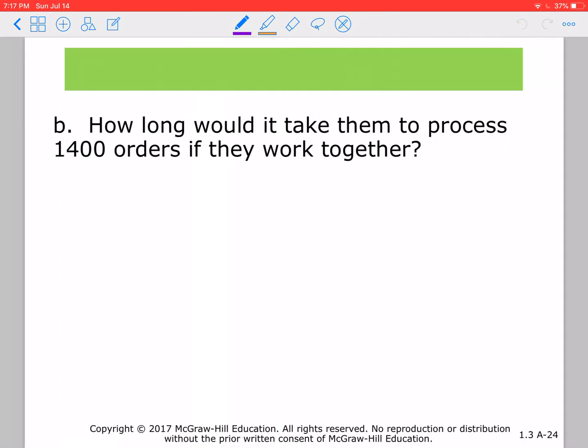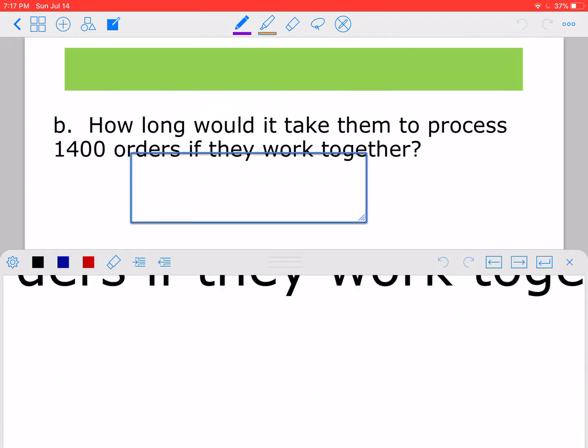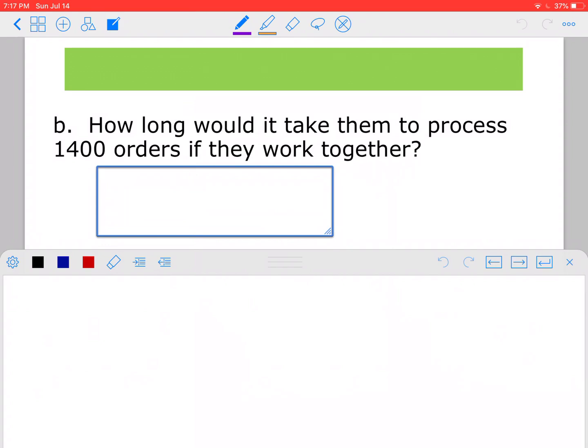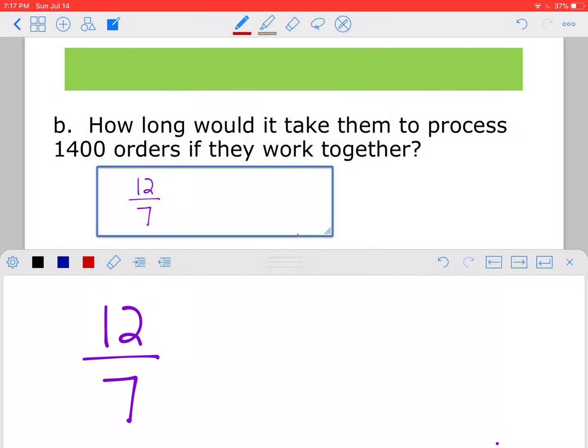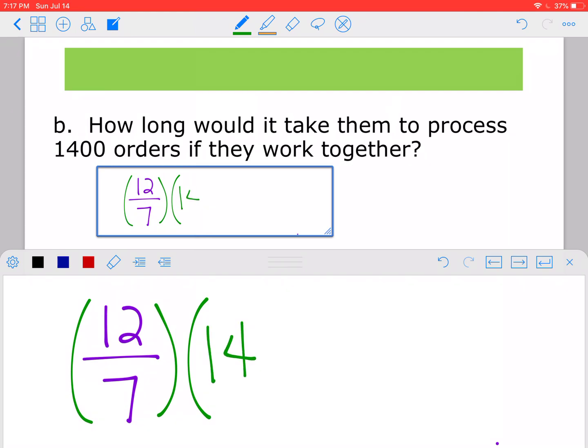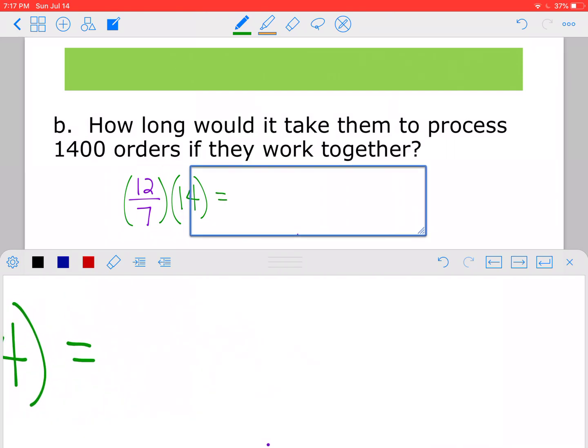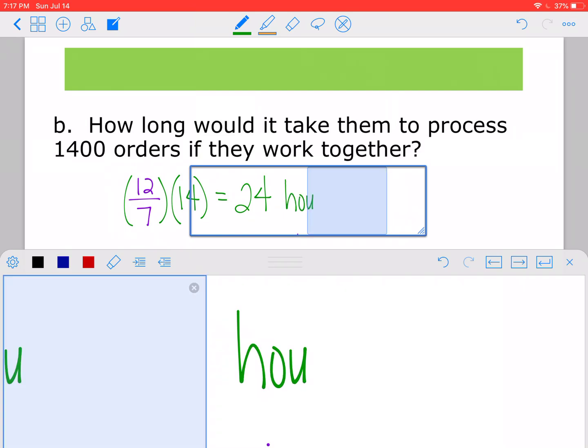Part B asks us how long would it take to process 1,400 orders if they work together. So we know that 100 orders was 12/7 hours. And so we want 14 times that. So multiply by 14 and we get 1,400 orders would take them 24 hours.